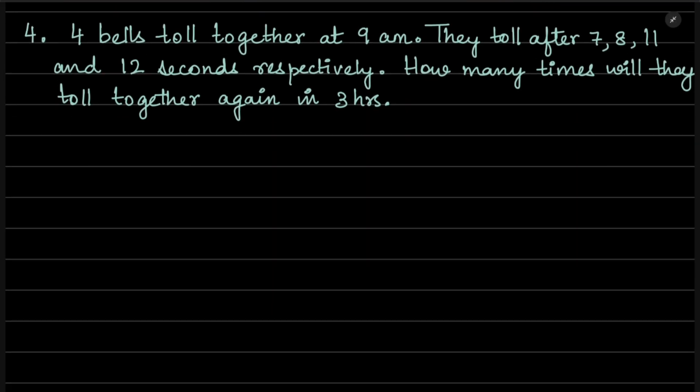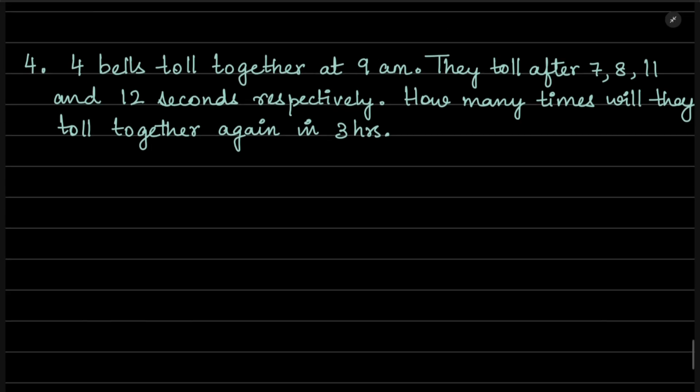4 bells toll together at 9 a.m. They ring together at 9 a.m. They ring after. Toll means to ring after. So there are 4 alarm bells. Each bell rings after a different interval: one after 7 seconds, one after 8 seconds, the other after 11 seconds, and the 4th bell after 12 seconds respectively. How many times will they toll together again in 3 hours?